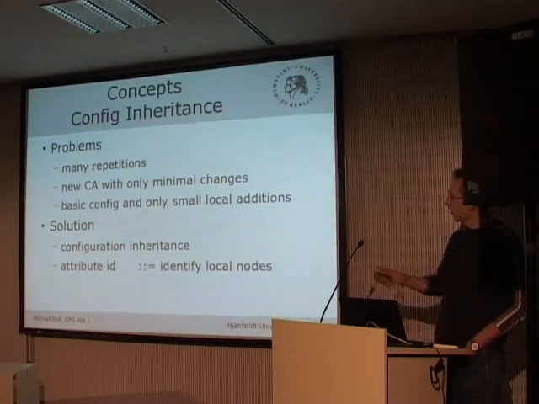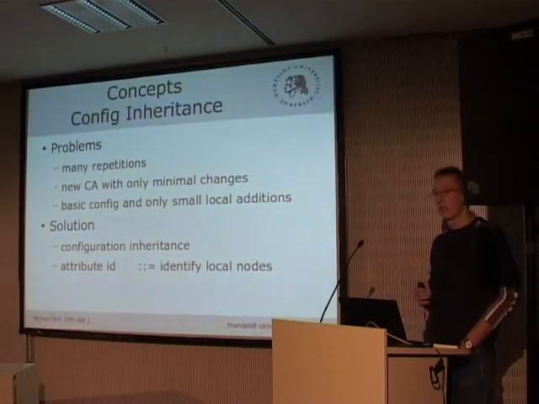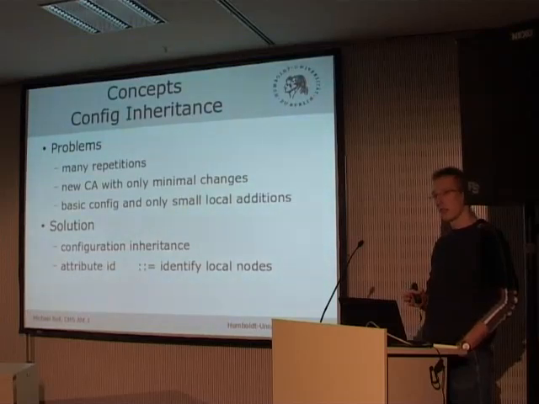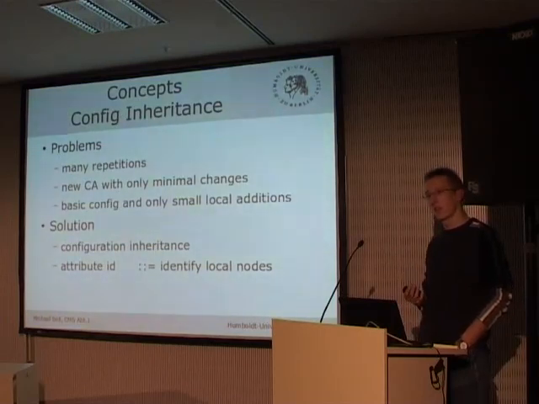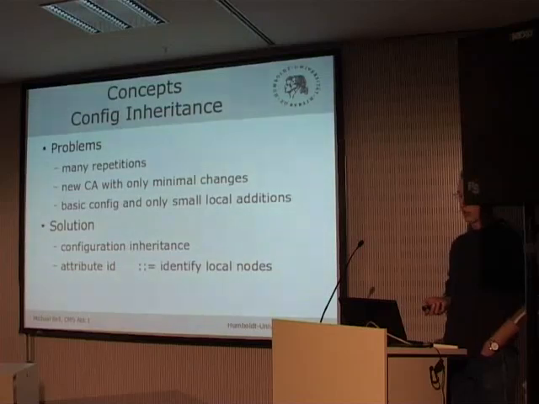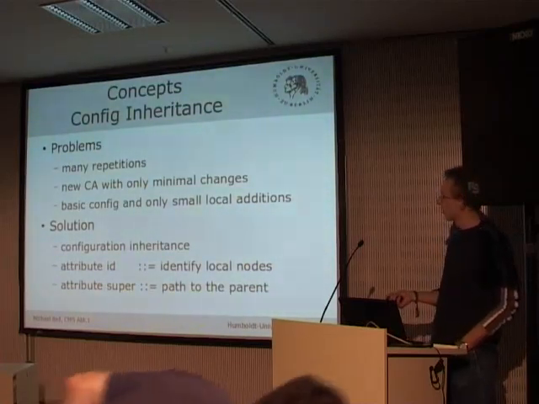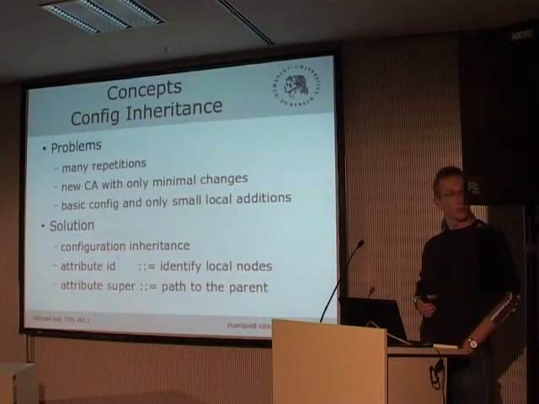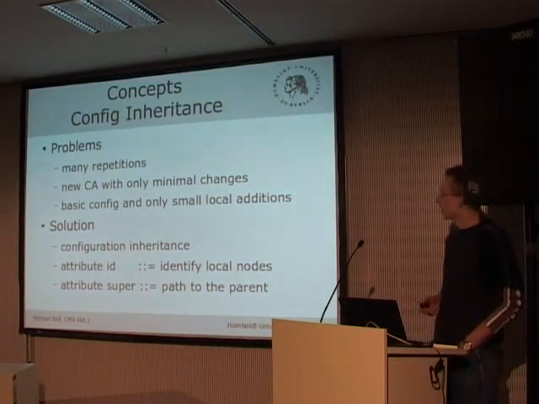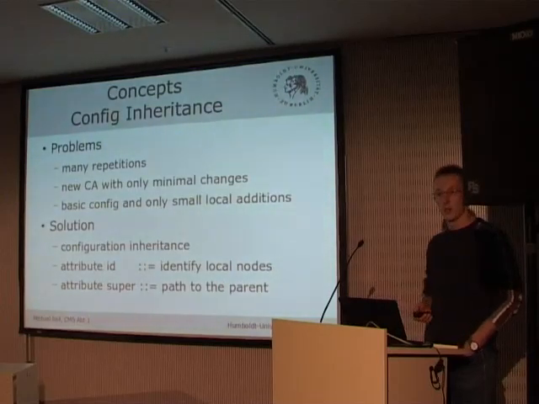Here we have a so-called attribute id, which is nothing else than a simple name for a node to identify it 100% uniquely. This makes sense if you have, for example, long lists of extensions or other items which should be included in certificates, and you have to identify parts of the configuration. And we have a so-called node super. We only use this name because the attribute was never used by another part of the software, and this is the path to the parent.